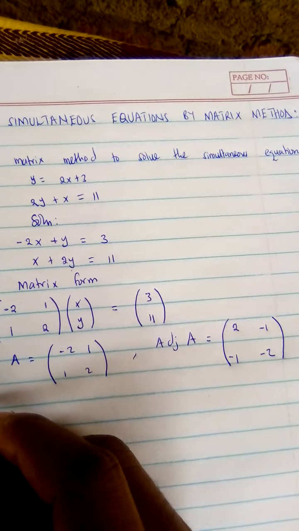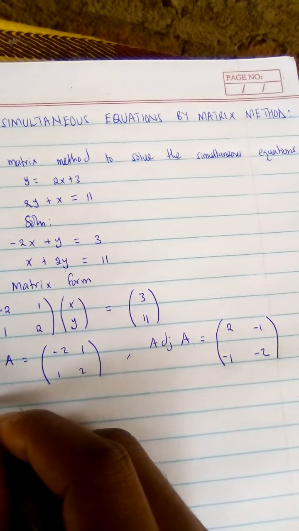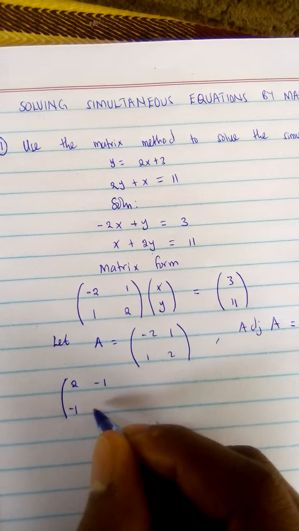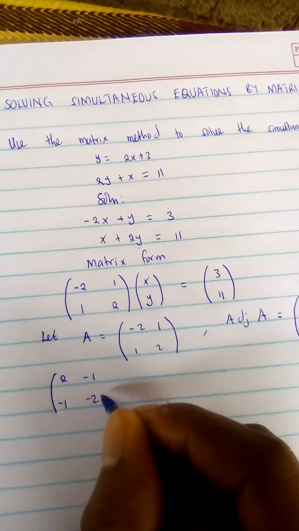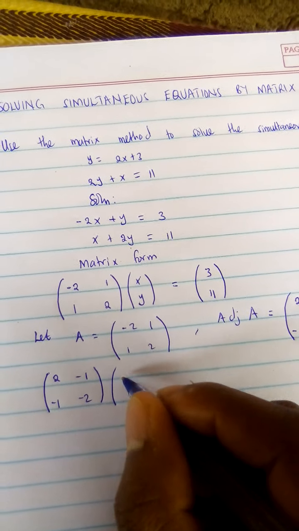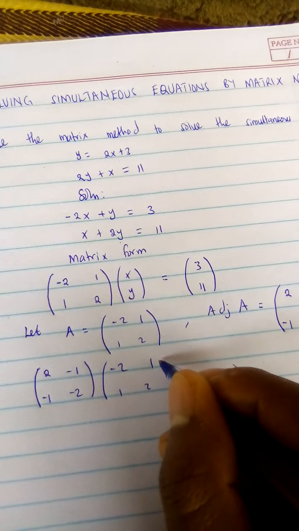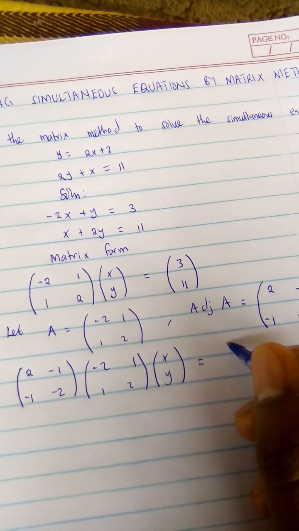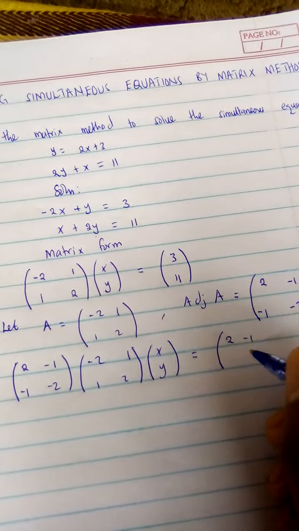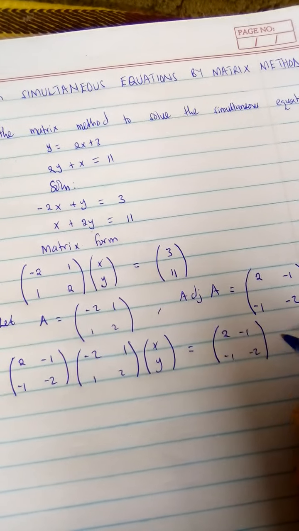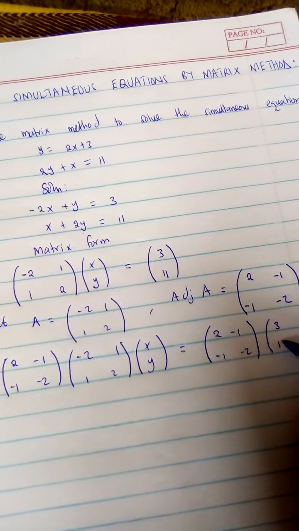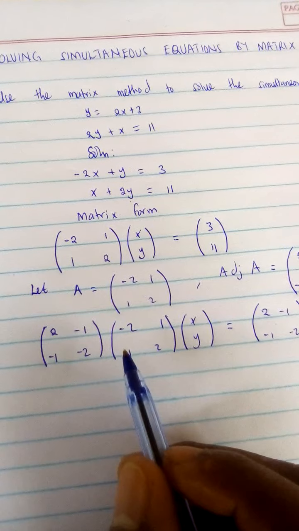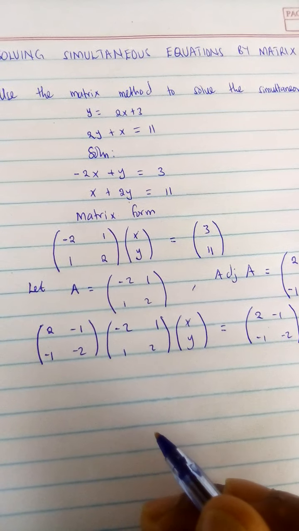So we multiply both sides of the equation by that. We have 2, negative 1, negative 1, negative 2, multiplied by negative 2, 1, 1, 2, then x, y. This will equal, open brackets, still 2, negative 1, negative 1, negative 2, the adjoint, multiplied by 3, 11. Show the matrix multiplication; don't multiply by head and plug in the values directly.